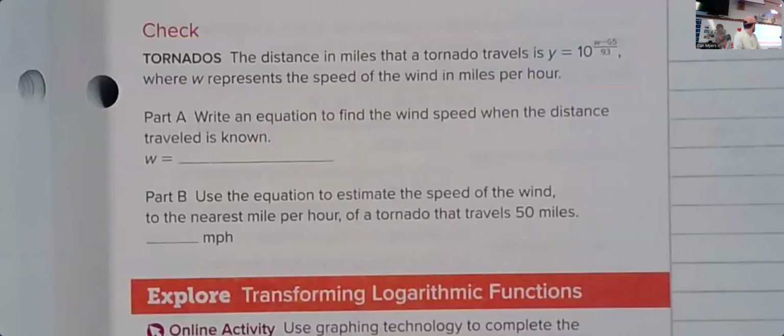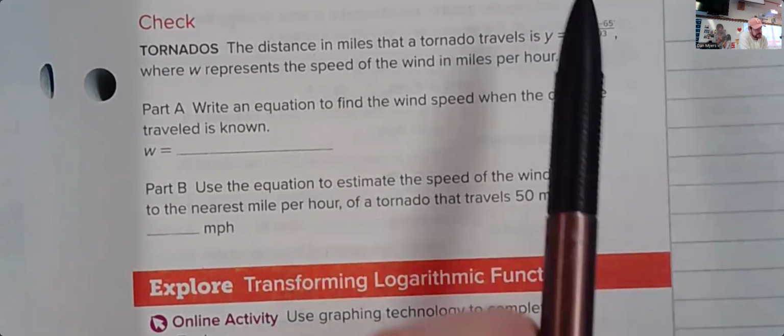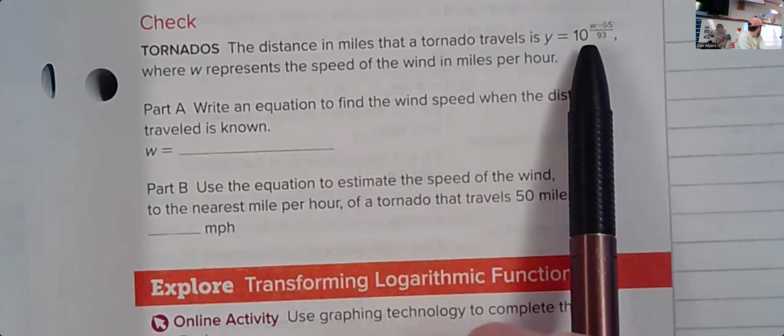I don't know. So, tornadoes. The distance in miles that a tornado travels is y equals 10 to the (w minus 65) over 93 power, where w represents the speed of the wind in miles per hour. Part A, write an equation to find the wind speed when the distance traveled is known. So essentially, write a logarithmic function and solve for w.